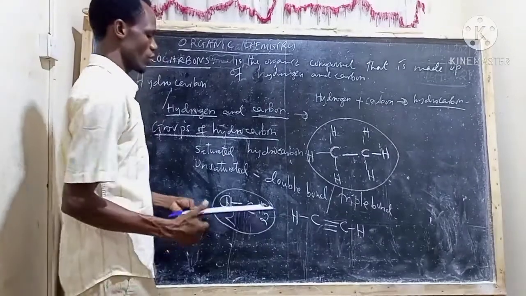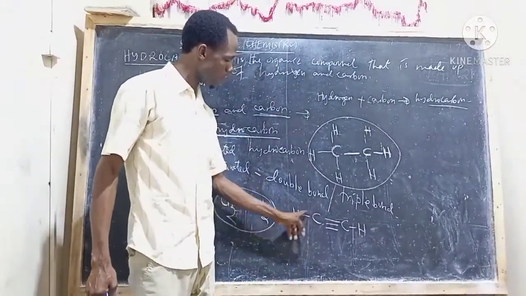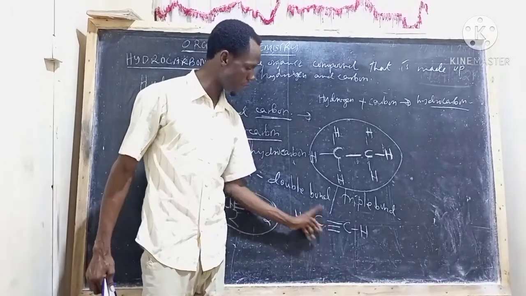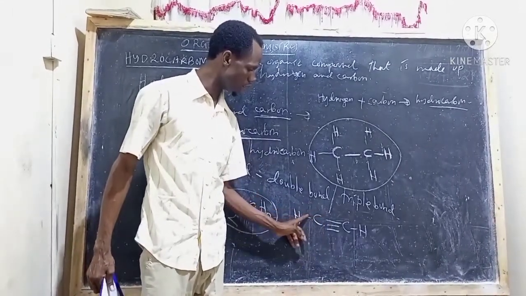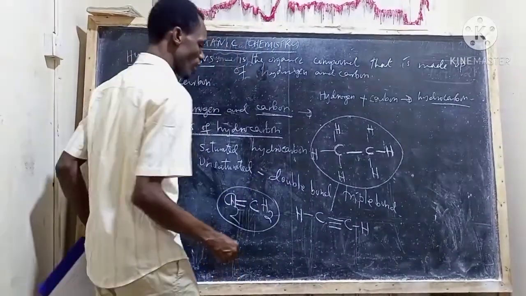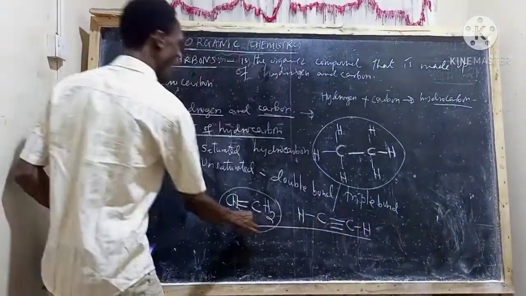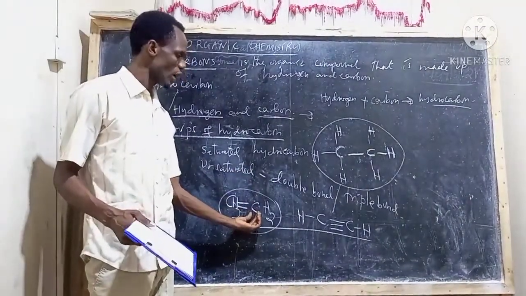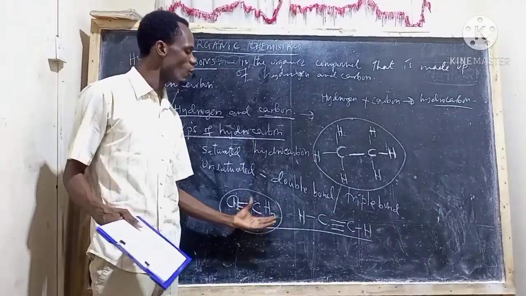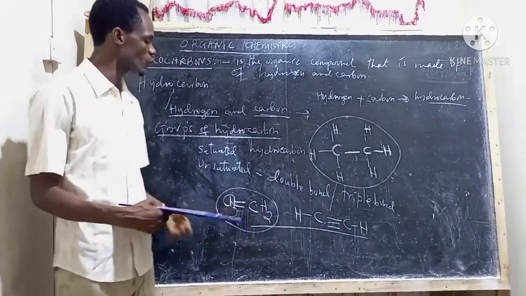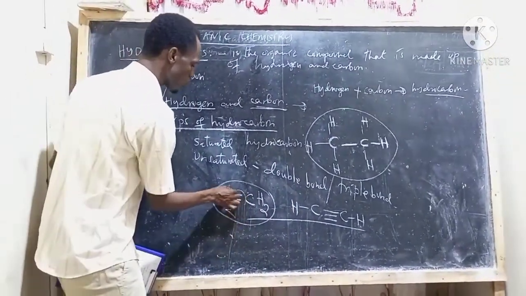Why is it so? Because once you count the bonds around the carbon atom, you find we have four of them: 1, 2, 3, 4. Then 1, 2, 3, 4. This is saturated, and this is unsaturated. Unsaturated means that it has room to allow other hydrogen to get into that functional group. We said this is a functional group.